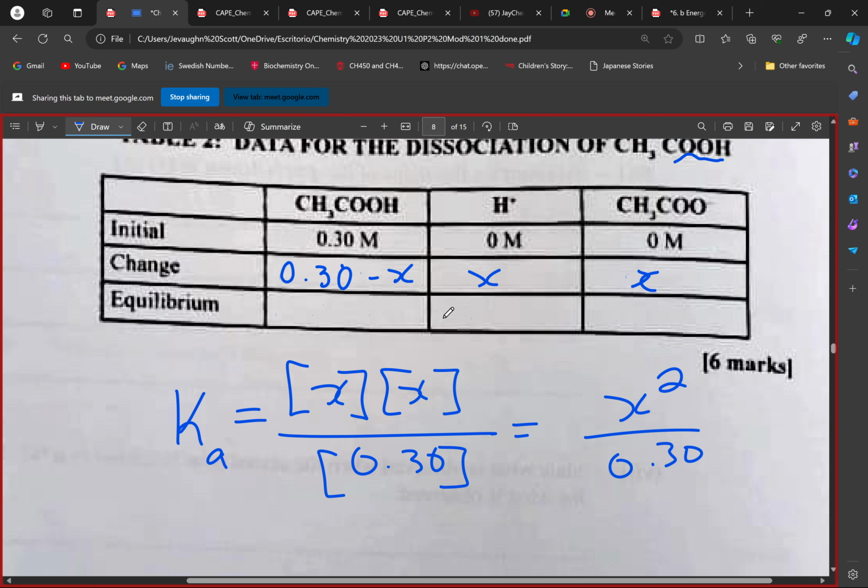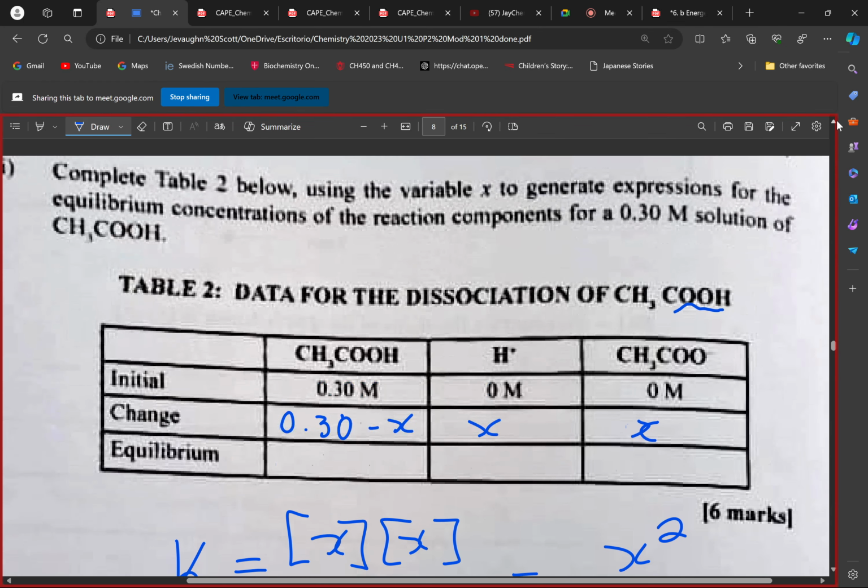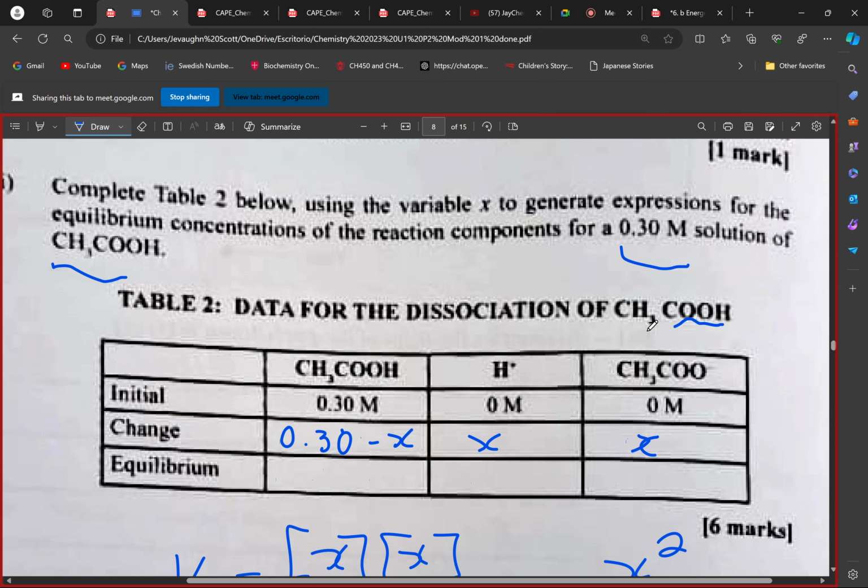Mm-hmm. So it's ethanoic acid, and the H is gonna be x, and for CH3COO minus is gonna be x. Okay. So did they give us like Ka or anything? No, that's why I want you guys to try to have a go at this.